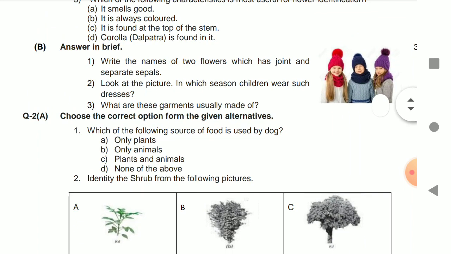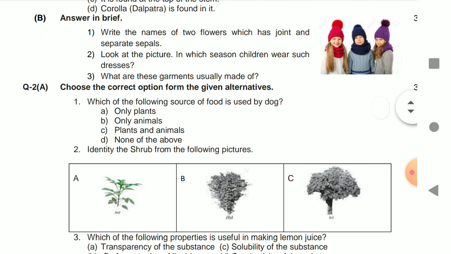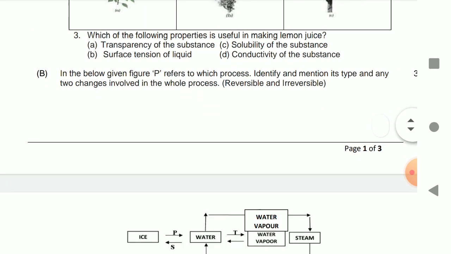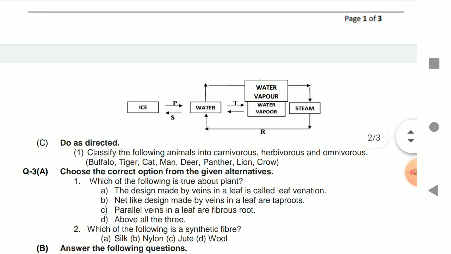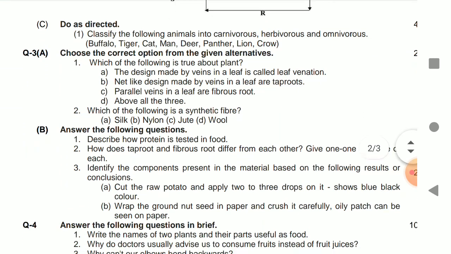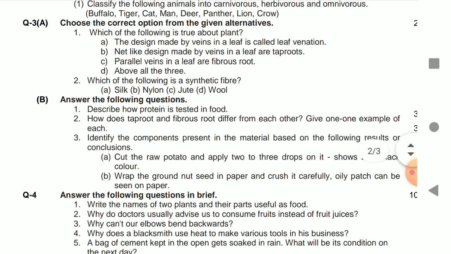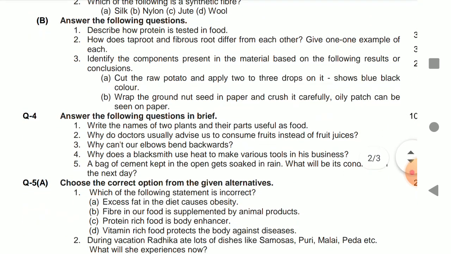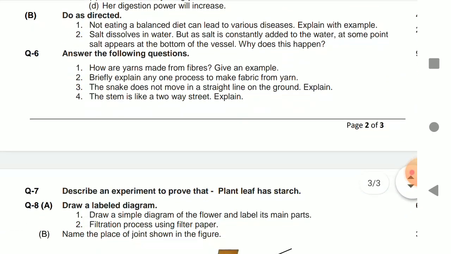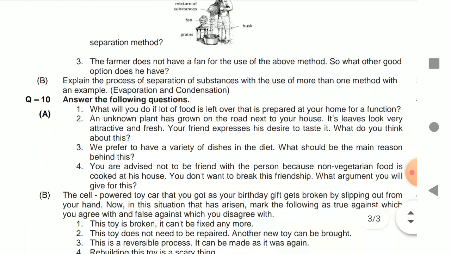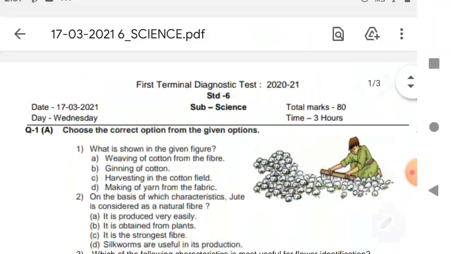Okay friends, I will be taking you to the PDF and I will give you all the answers. What is P, what is S, what is T, what is R? Classify the following animals into carnivorous, herbivorous and omnivorous. This is the paper which I am going to give you the solution for. Now we will go to the PDF section.